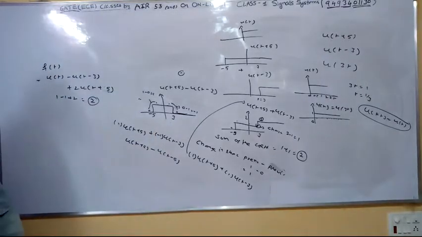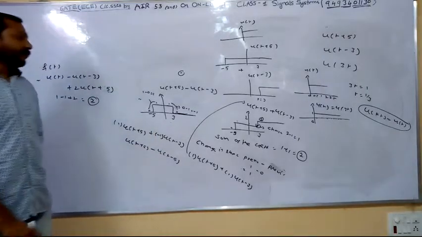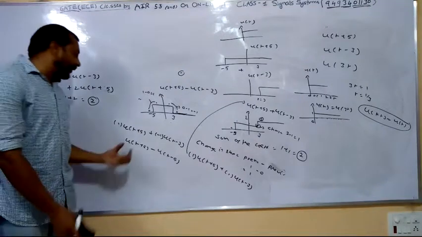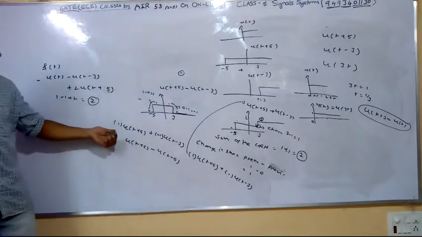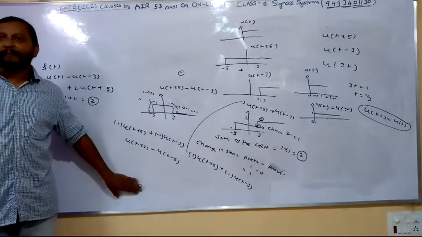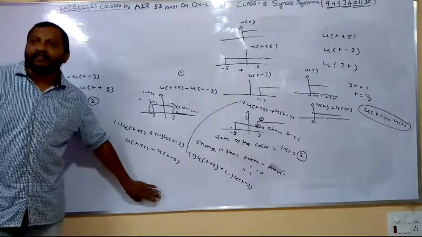You have to identify the instances wherever the change occurs, and the corresponding instant you have to write down like this. The corresponding coefficient can be calculated as the change in the step, which is equal to the present value minus the previous value.